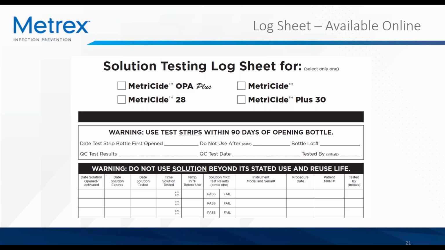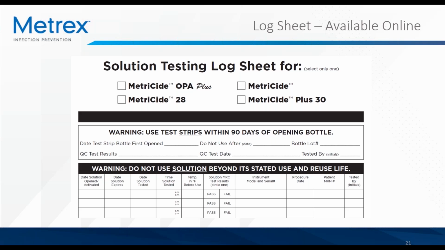This log sheet can also be used to record the details of the MetriCide OPA Plus solution prior to each use. These details include whether or not the solution has a passing MRC, minimum recommended concentration. Solution MRC needs to be confirmed prior to each use of the solution throughout the day. So this isn't part of daily management to be done once in the morning. This is part of the disinfection procedure each and every time you're ready to disinfect a new device. You'll definitely want a thorough log sheet that your staff will be comfortable with adding to multiple times a day if you high-level disinfect multiple times a day.